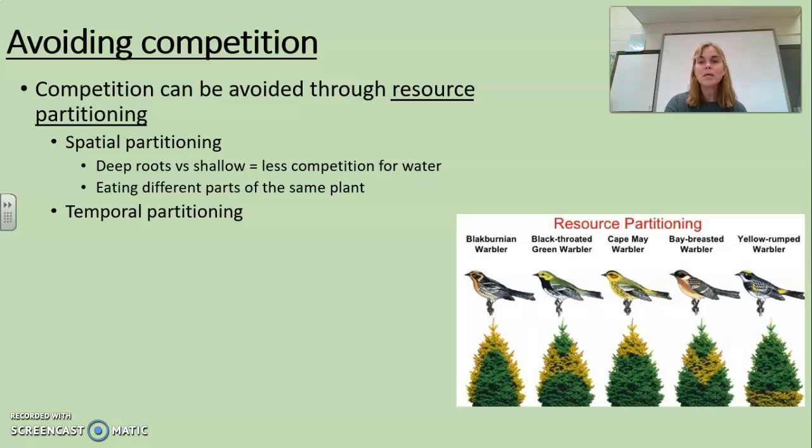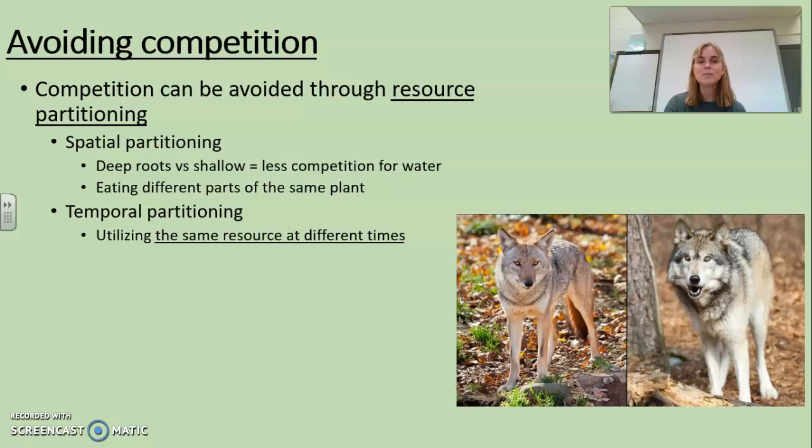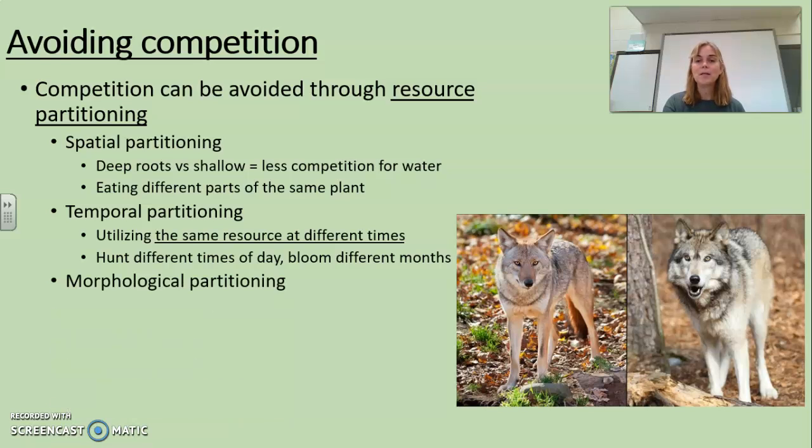Temporal partitioning is splitting things up time-wise, so utilizing the same resource at different times, like coyotes and wolves. If they are in the same general area, you'll find that the coyotes basically avoid hunting at the same time that the wolves hunt. Part of that is that the wolves will hunt them, but it also gives them an opportunity to get to the food when the wolves aren't there. So hunting different times of day. Plants will bloom at different times of the month to avoid competition for pollinators pollinating them.